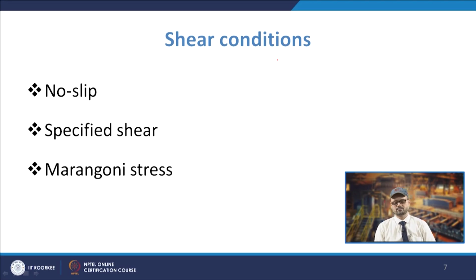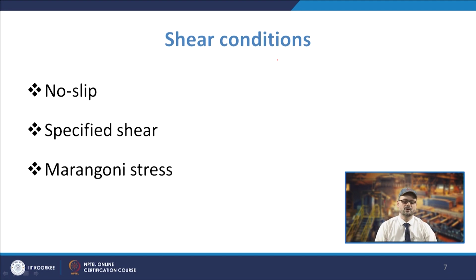If you talk about the wall motion condition, you will have a stationary wall, and you may have a moving wall. On the moving wall also you have velocity conditions; you may have translational wall motion, rotational wall motion, or wall motion based on the velocity components. Then if you talk about the shear conditions, in that you may have the no slip condition, you may have the specified shear, and you may have the Marangoni stress. So, that shear condition is also there.